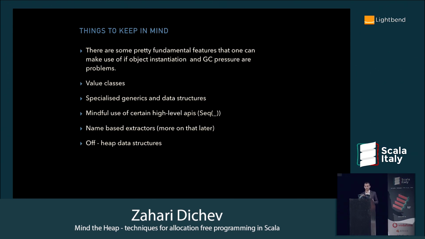Thankfully, there are some pretty fundamental features in the JVM and Scala itself that you can resort to, or keep in mind, if allocation pressure and GC pressure are problems. For example, things like value classes, specialized generics and specialized data structures, mindful use of certain APIs, and name-based extractors are some of these things. And of course, if you want to go a lot further, you can resort to off-heap data structures that are available out there as library implementations.